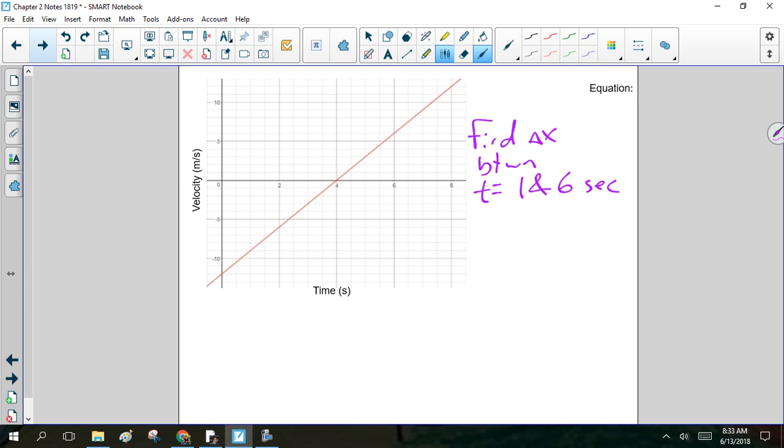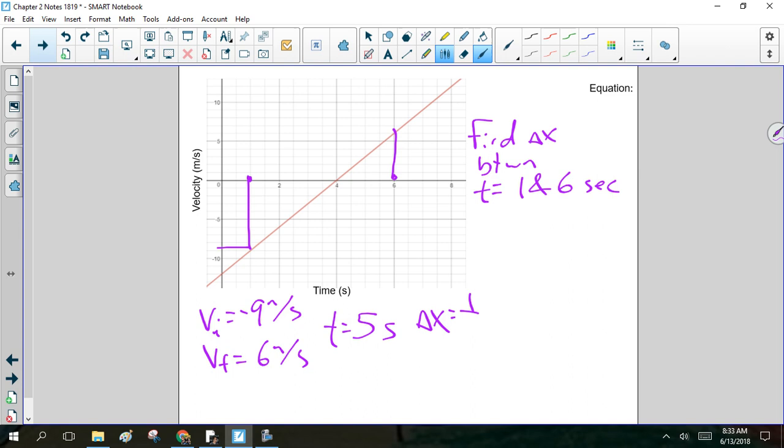Look, after 1 second, my velocity initially is -9. After 6 seconds, my velocity is 6 meters a second. The time that elapses is 5 seconds. So find your displacement. Plug in your numbers. You get 1/2 times VF, which is 6, plus VI, which was -9, times the time, which is 5 seconds. So what is this? -3 times 2.5, oh, that's going to give you -7.5 meters, right?